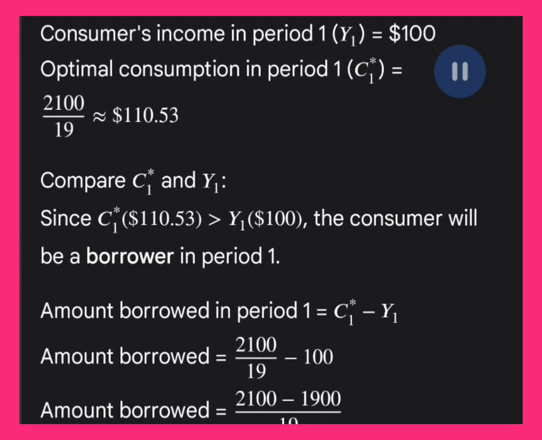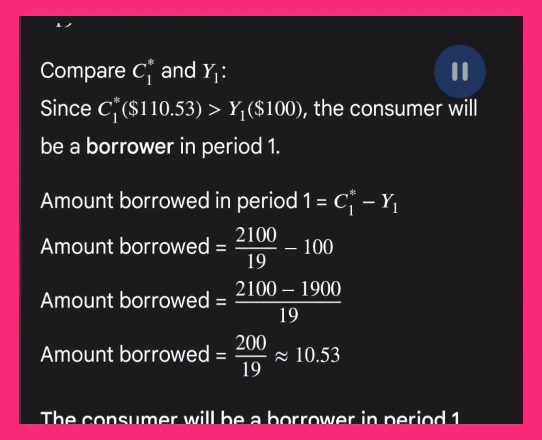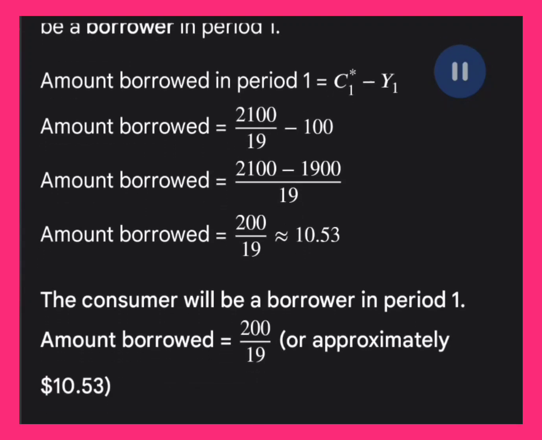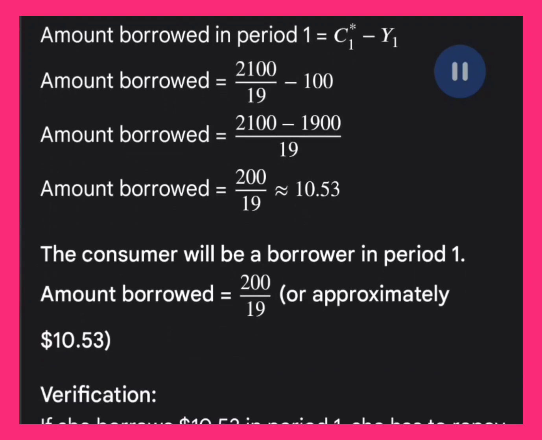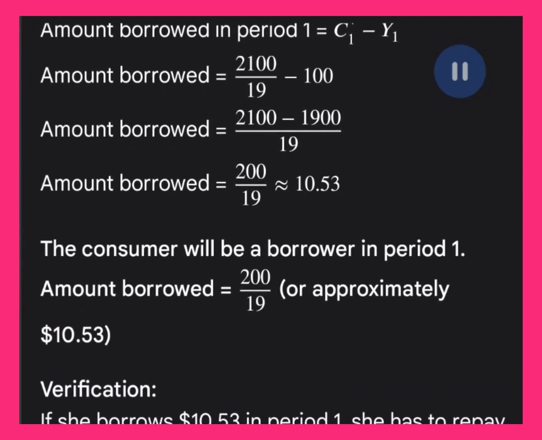Amount borrowed in period 1 equals c_1 star minus y_1. Amount borrowed equals 2100 over 19 minus 100. Amount borrowed equals (2100 minus 1900) over 19. Amount borrowed equals 200 over 19, approximately 10.53. The consumer will be a borrower in period 1. Amount borrowed equals 200 over 19, or approximately $10.53.